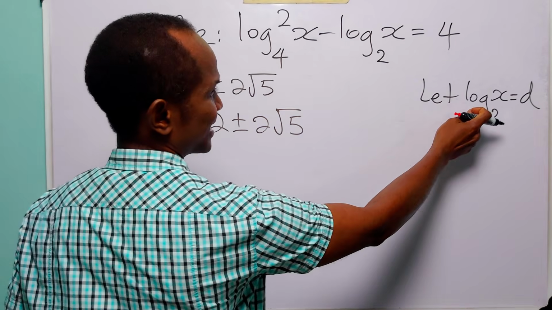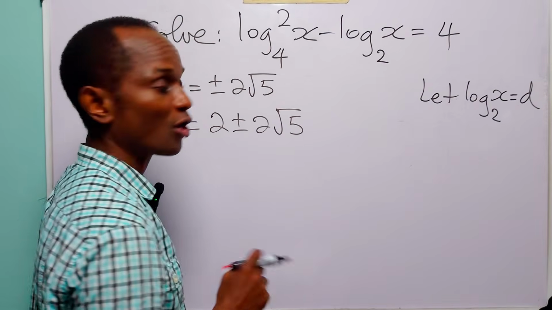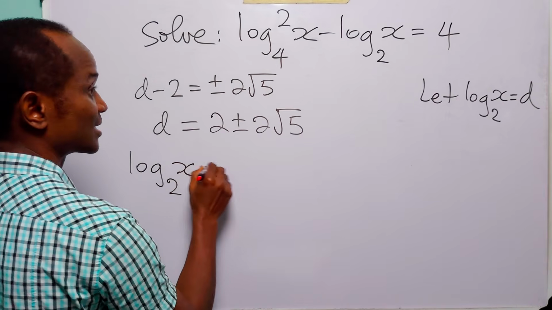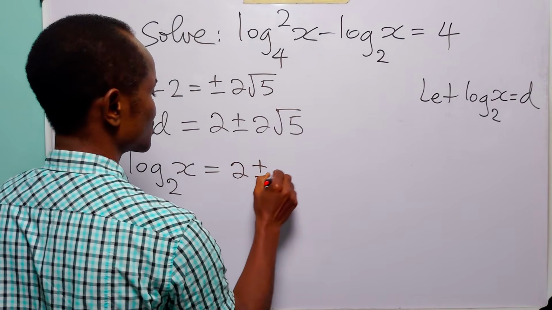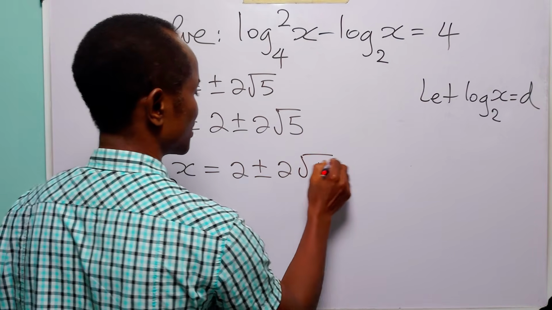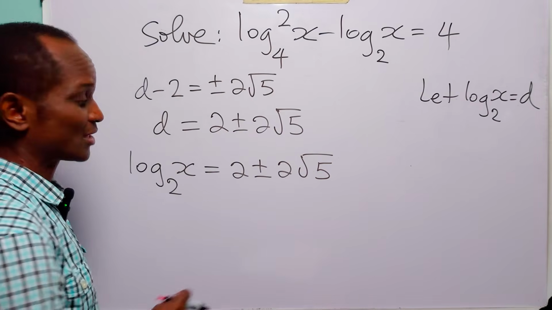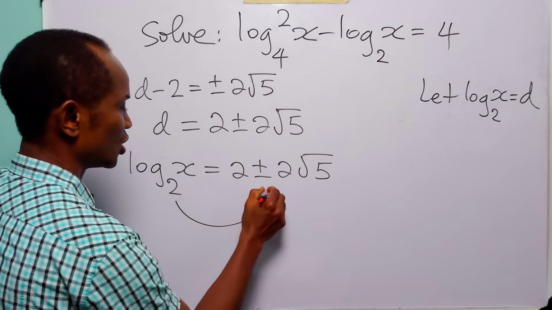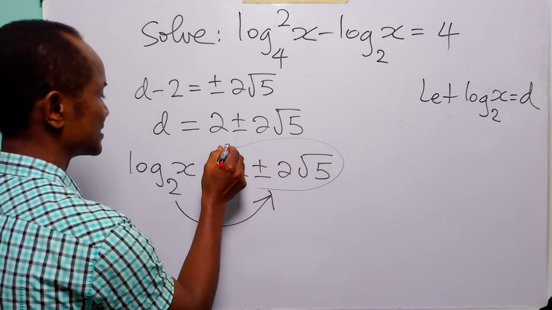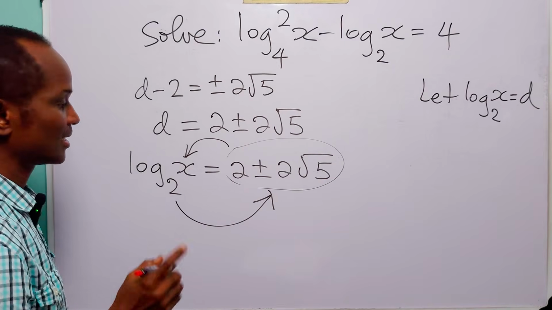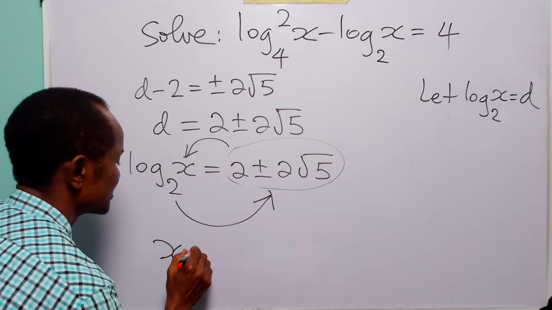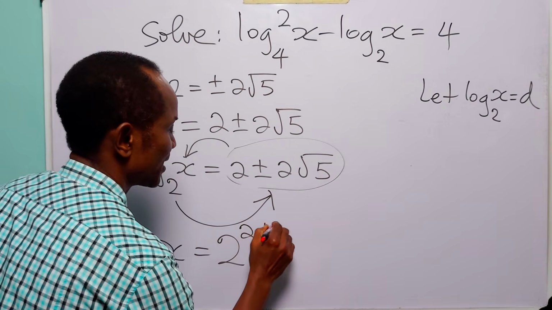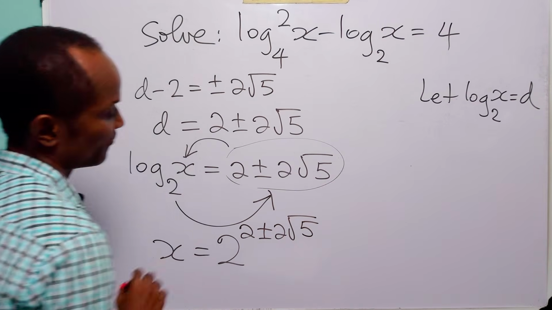But let us not forget that d is equal to log to base 2 of x. So we have that log to base 2 of x is equal to 2 plus or minus 2 root 5. And of course, you know that when we have a statement like this, it simply means that 2 to the power of this is equal to x. That is, x is equal to 2 to the power 2 plus or minus 2 root 5.